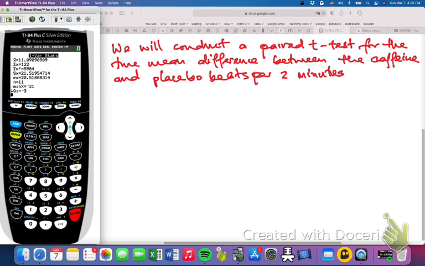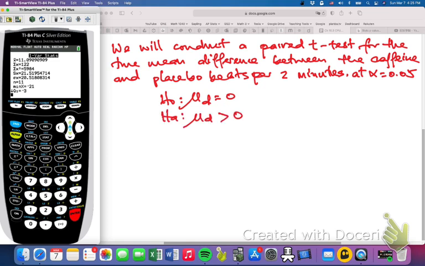Now, we also need to specify the significance level, which in this question it wasn't. So if it's not stated, we assume it to be alpha equals 0.05. And so the null hypothesis is that the mean difference equals 0, right? There's no difference between the two. The caffeine and the placebo should have no difference. That's what we are assuming.